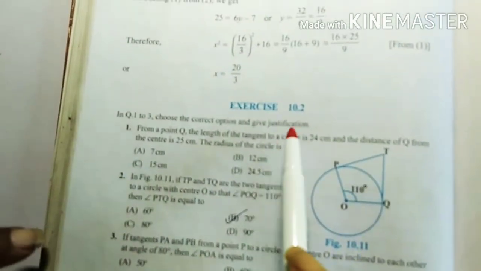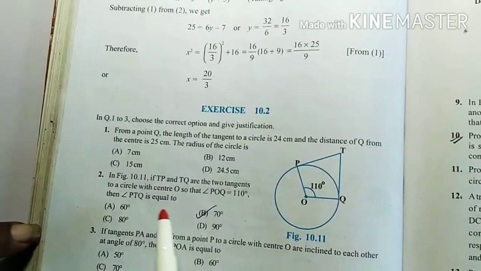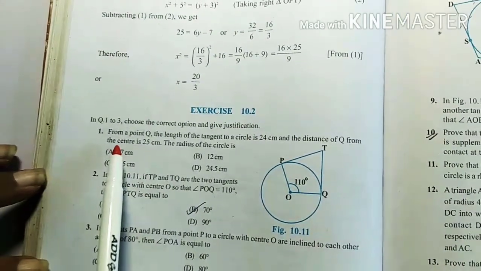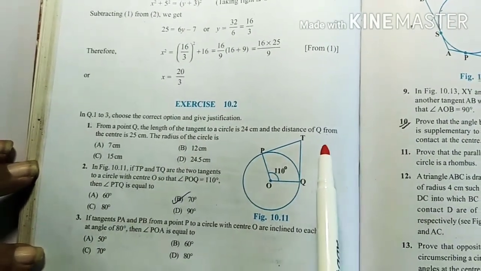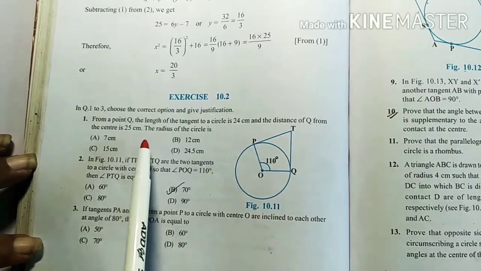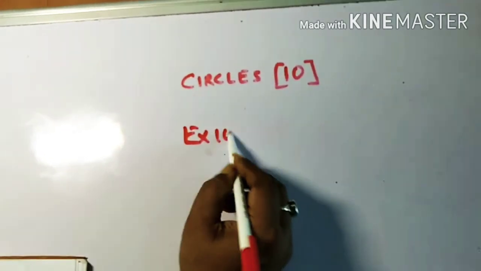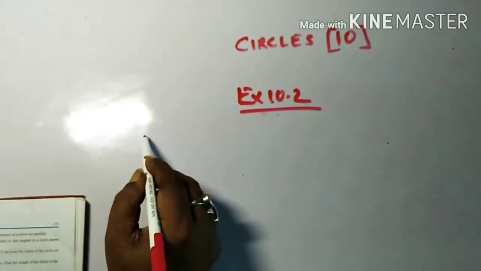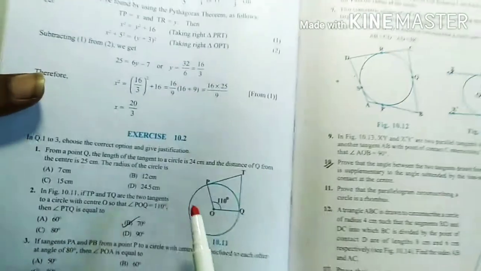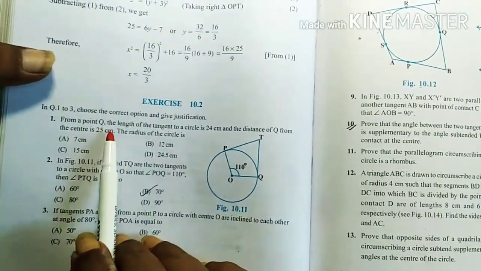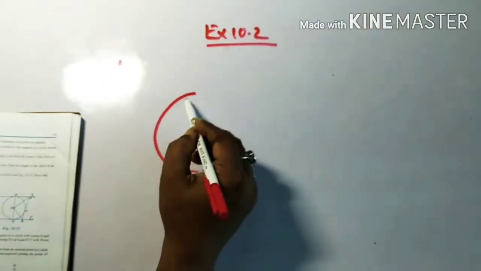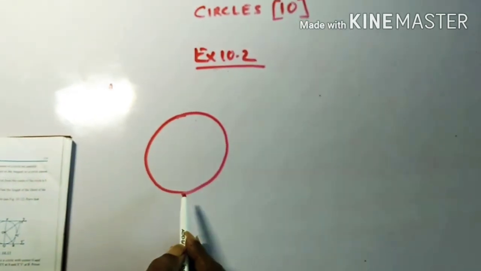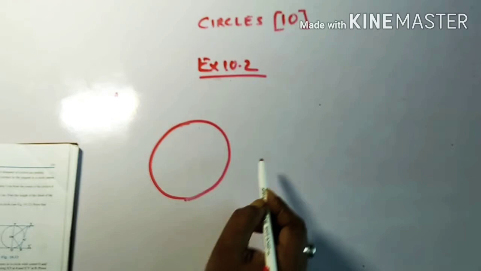Now I am going to start exercise 10.2. See exercise 10.2, first question. From a point Q, the length of the tangent to the circle is 24 cm and the distance of Q from the center is 25 cm. The radius of the circle is? This is the circle. From a point Q, this is the point Q.